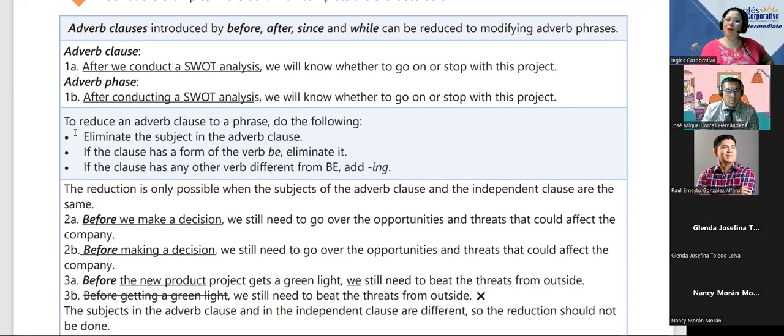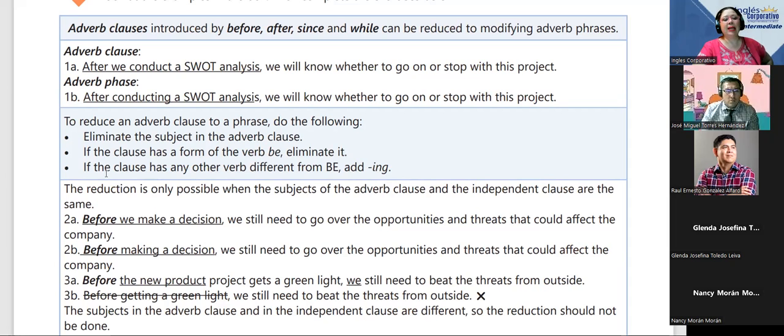If the clause has the form of the verb be, you have to eliminate it. For example, any form of the verb be: is, are, was, were, been, okay? Any form. If the clause has a form of the verb be, eliminate it. If the clause has any other verb different from be, we have to add -ing.